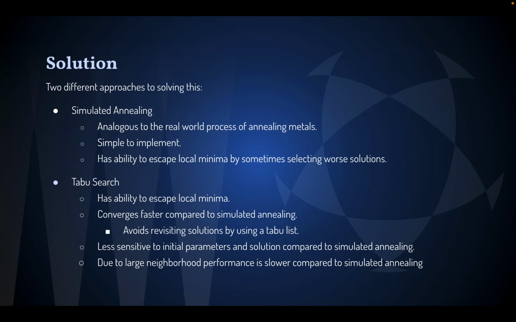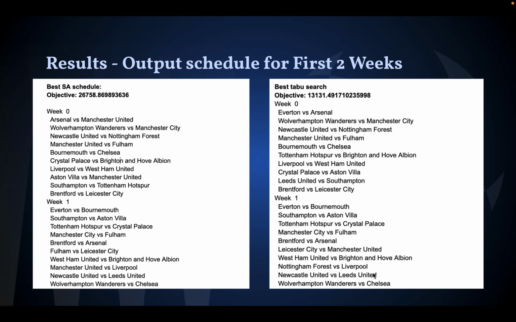Both approaches have their strengths and weaknesses, and the choice between them will depend on the specific needs of the project. Ultimately, our project aims to use a simulated annealing algorithm to optimize the schedule, as it is simple to implement and also allows for the potential to escape local minima. This is an example output schedule for the first 2 weeks.